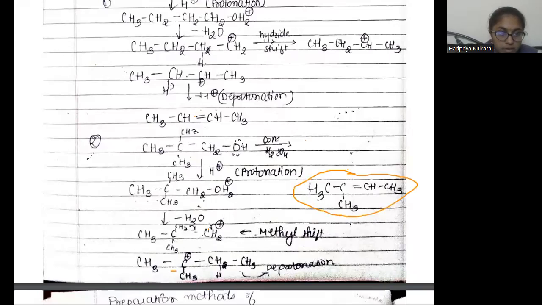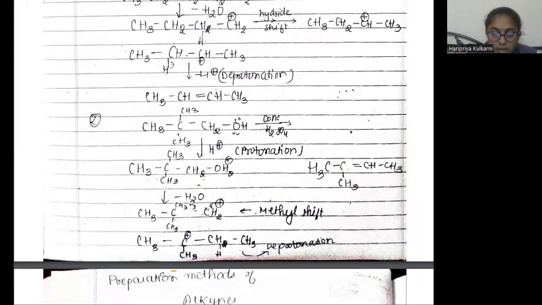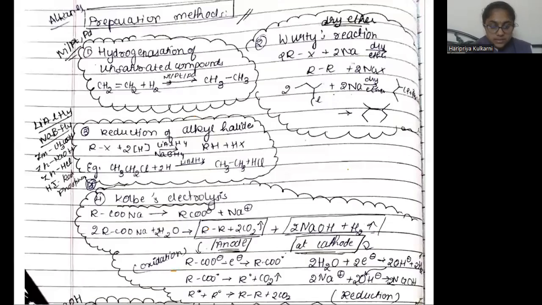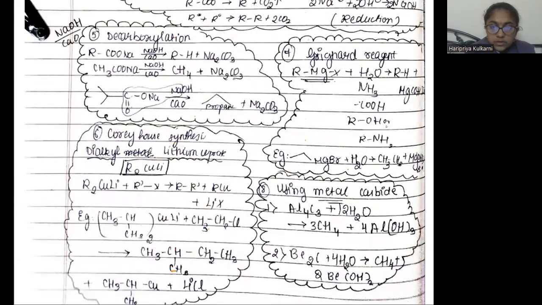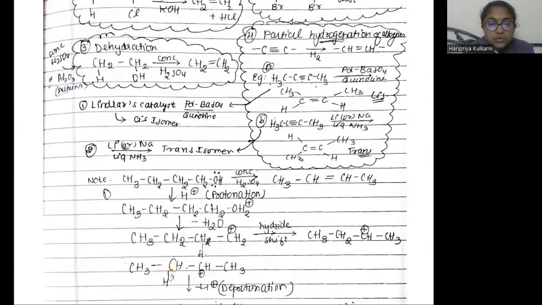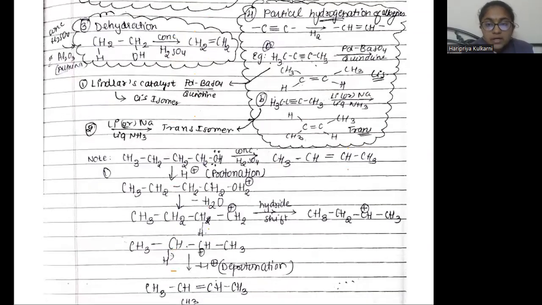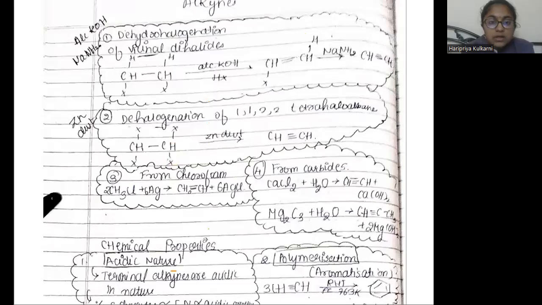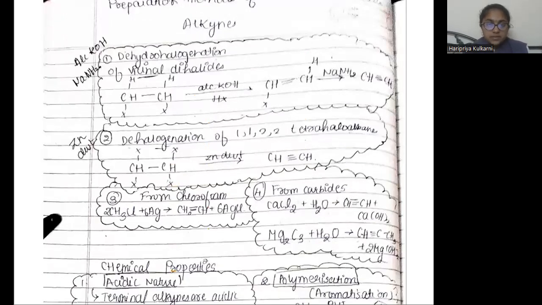Now coming to the next thing, that is preparation methods of alkynes. Till now we saw the preparation methods of alkanes, where we had eight methods. Then the next one we saw was preparation methods of alkenes and also the mechanism of how partial hydrogenation takes place. And third, we are going to see the preparation methods of alkynes.